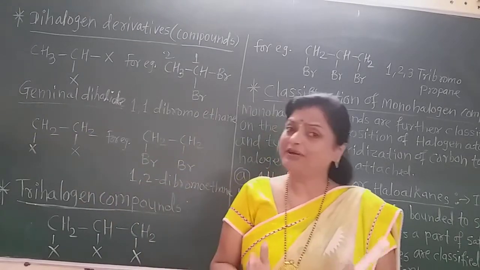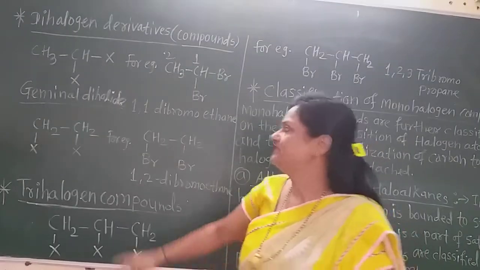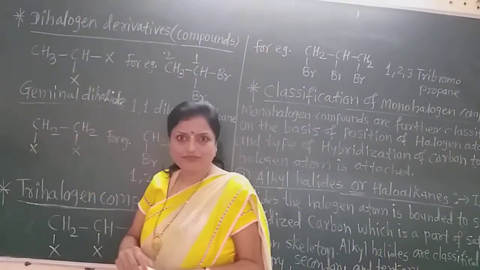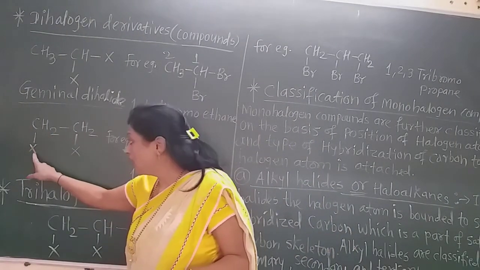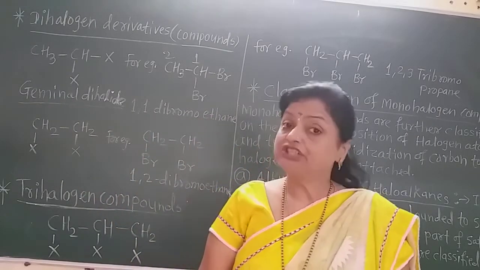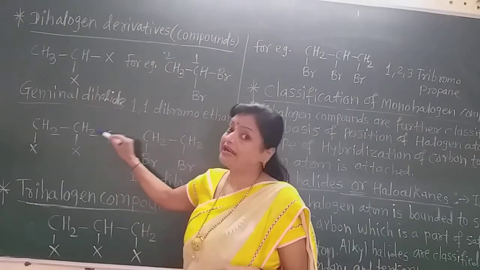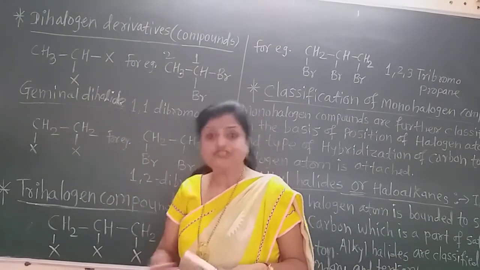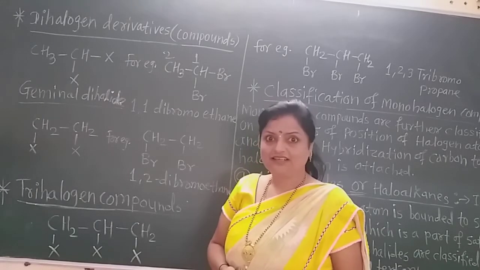Now the second type of dihalogen derivative has the halogen atoms on adjacent or neighboring carbon atoms. Adjacent means, in Marathi, lagatche. And neighboring means in contact with each other. If such carbon atoms have halogen atoms directly attached to them, then such dihalogen derivatives are called, what is that?